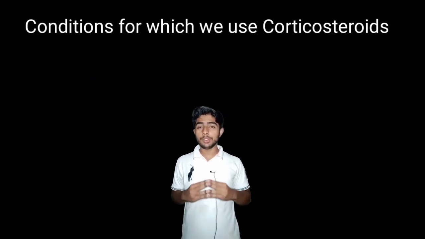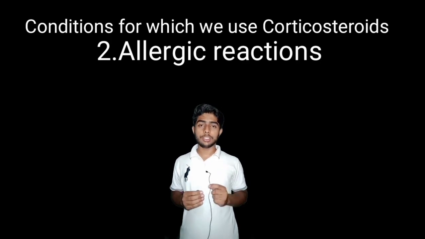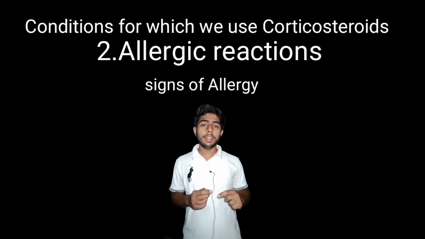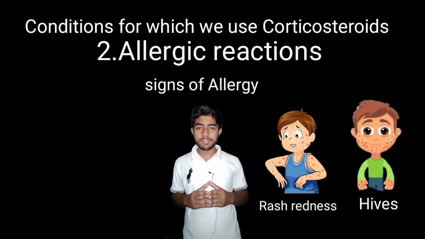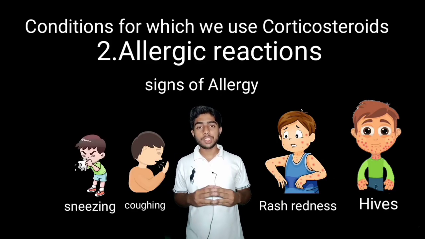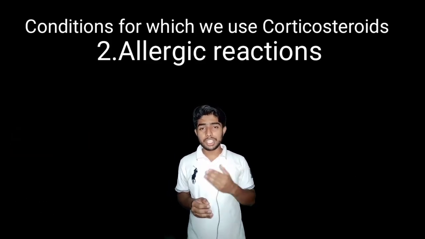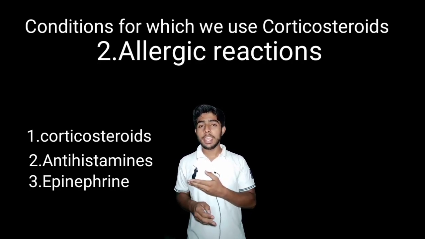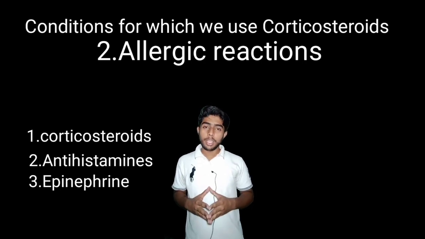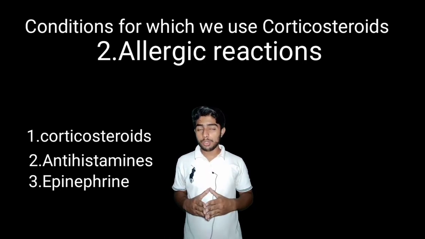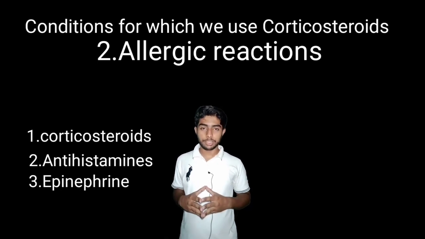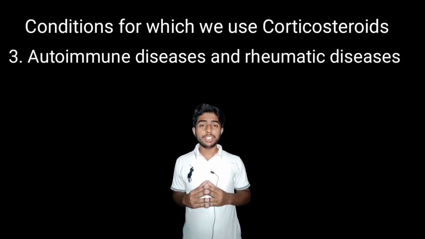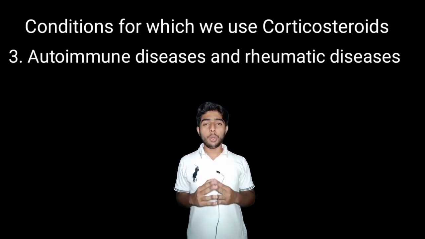The second condition for which we use corticosteroidal drugs is allergic reactions. Here are some important signs of allergy: rash, redness, hives, coughing, sneezing, and swelling. There are basically three most important treatments we use for allergic reactions, which include corticosteroidal drugs, antihistamines, and epinephrine. Among these, corticosteroidal drugs are the most important for allergic reactions. Autoimmune diseases and rheumatic diseases are the third condition for which we mostly use corticosteroidal drugs.